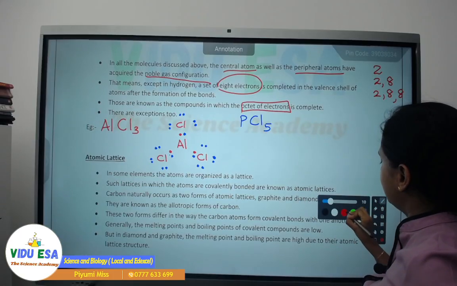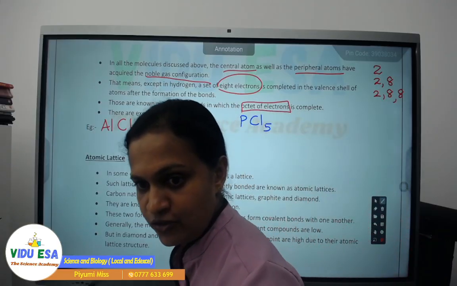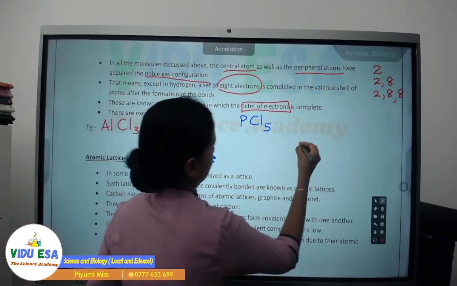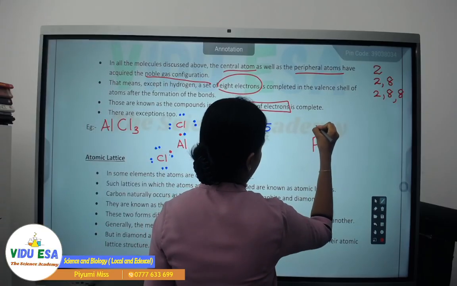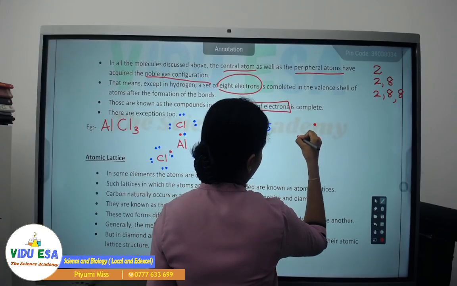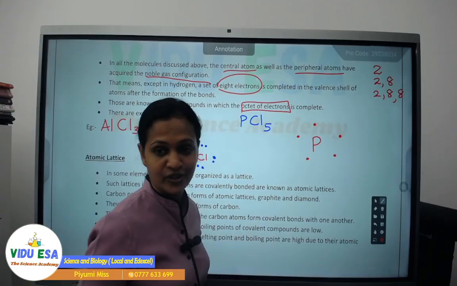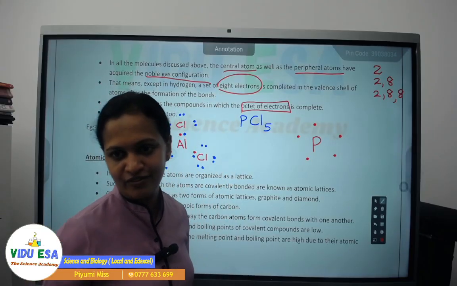Phosphorus, what is the valency? What is the valency of phosphorus? Yes, tell me. Tell me the valency of phosphorus. 5. 5. It belongs to group 5, right? So phosphorus has 5 electrons in the outermost energy level. So it is going to share electrons with 5 chlorine atoms. Right? 5 chlorine atoms.